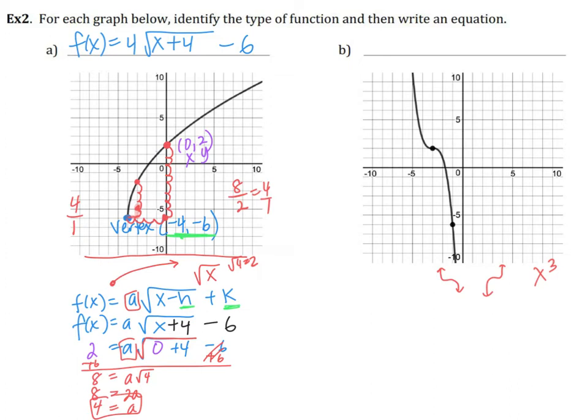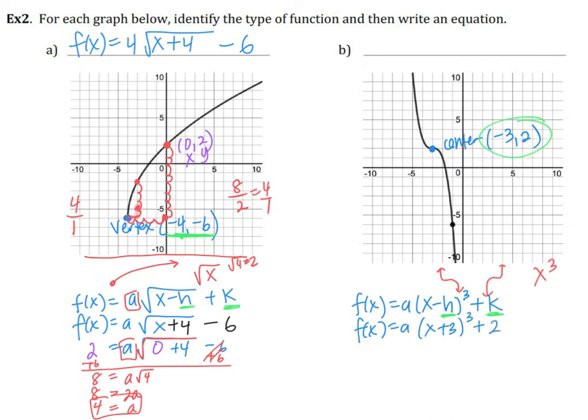All right, let's look at letter B. Letter B is a cubic. Where is the center of the cubic? Hopefully you see that it's right here. Your center is to the left 3 units, up 2 units. And so my cubic function is a times (x minus h) cubed plus k. So I'm going to plug in for my h and k according to my center. So I get f of x equals a times (x plus 3) cubed plus 2.